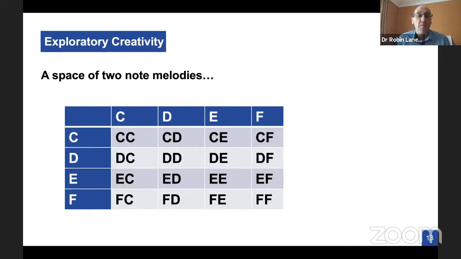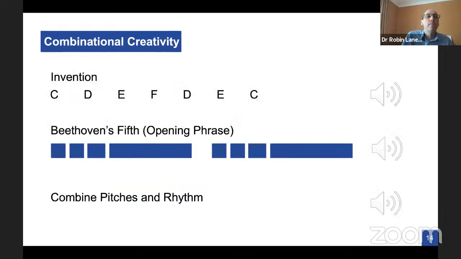So of course, for most real creative tasks, we don't actually explicitly lay out this space. That's not practical, but we've still got that notion of exploring that space. Okay, so combinational creativity. Remember, this is taking two ideas and pulling them together. So if we think about Bach's invention, he uses a very simple rhythm, but a quite interesting sequence of notes.